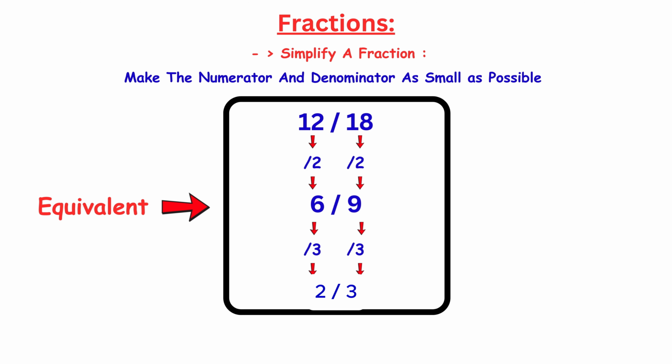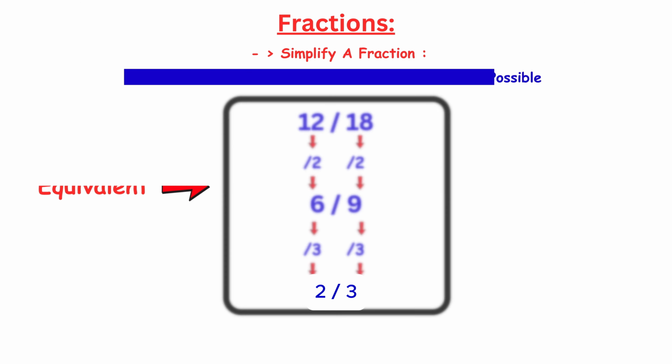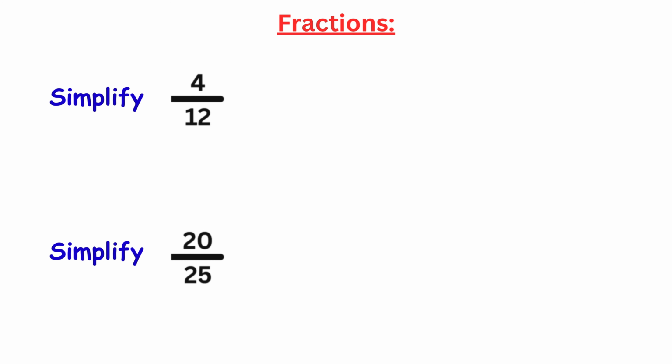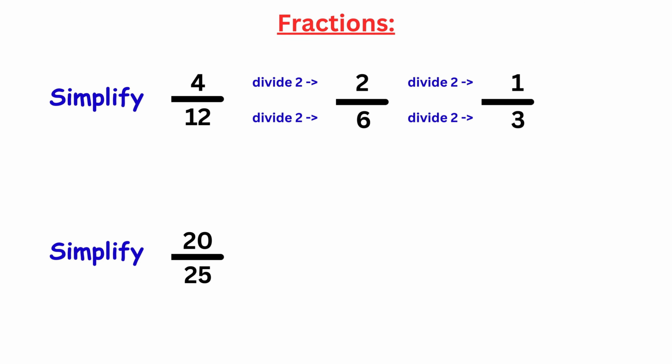Now, let's simplify 2 fractions. The first, 4/12, can be quickly simplified by dividing both numbers by 4, resulting in 1/3. Alternatively, dividing by 2 first gives 2/6, then dividing by 2 again results in 1/3. Either way, the final answer remains 1/3.